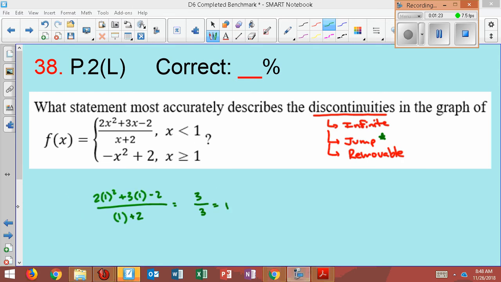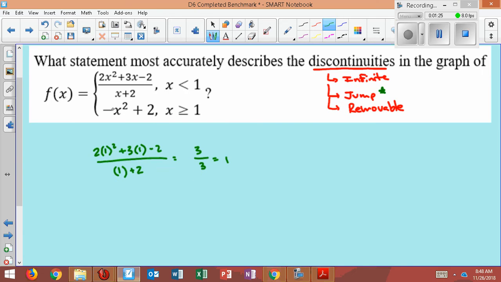Now let's try the other end of f of x. When we plug in here, we'd have negative 1 squared plus 2. Again, you got to follow PEMDAS. 1 squared is 1, make it negative. So negative 1 plus 2 equals 1. You see how they're the same value? Since they're the same, this is not a jump.